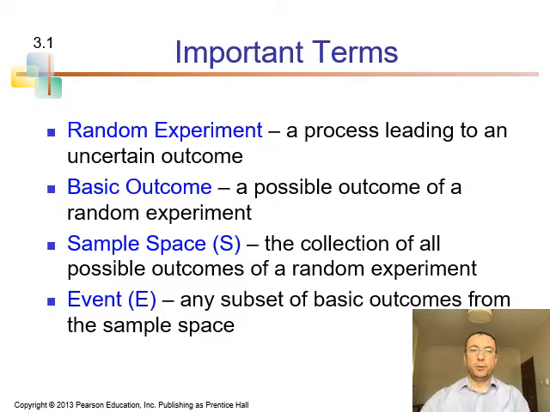So here are some important terms. First of all, what's a random experiment? A random experiment is something where the outcome is uncertain, so you do not know the answer. For example, when you throw a coin, it can be heads or tails, so it's a random experiment. A basic outcome is a possible outcome of a random experiment. And sample space is the collection of all possible outcomes. And an event can be any subset of the basic outcomes from that sample space.